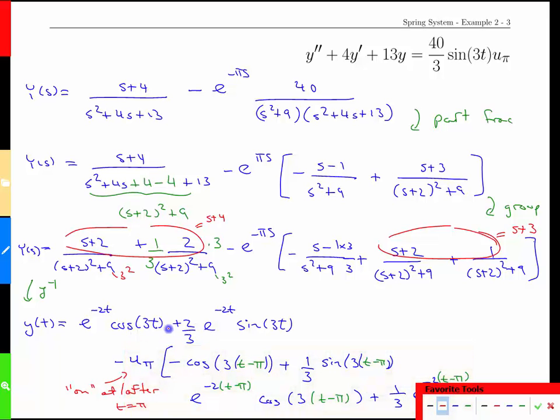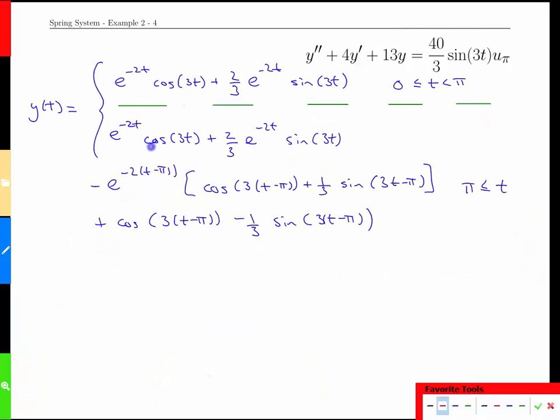So these don't even turn on, they're not even present until that later moment. These first two functions, though, are always on. There's no ever turning off of them. They're not subtracting by any step function. So there we get those same functions again, plus all the ones that had the u pi multiplied once we get past the interval time pi.